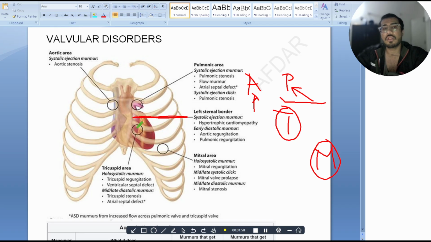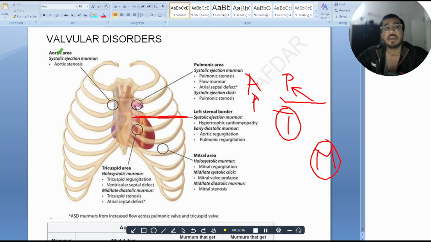So you've covered all the murmurs with just two mnemonics, and you can combine them into one as well, and that would be A, P, A and P regurg, T, M, ASD, ASD, VSD. So it's just a complete sentence. If you can just visualize this line in your mind, it's gonna make it really easy for you. So the line goes like A, P, A and P regurg, T, M, ASD, ASD, VSD. So just keep this line in mind, and that covers everything.